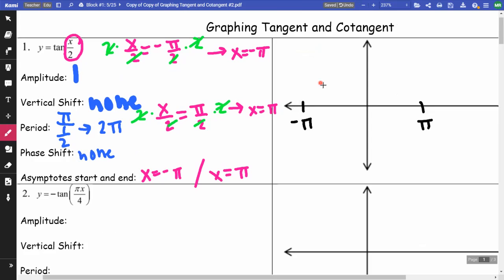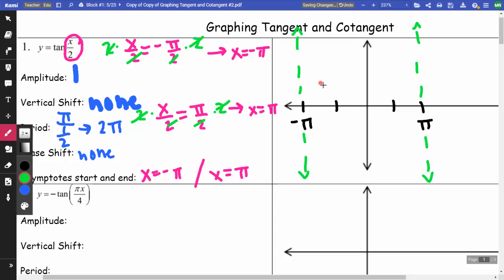I always graph 5 things. My asymptote and asymptote are going to be the start and the back, and then in the middle, I'm going to have a -1, 0, and a 1. So let me put my marks in here. Okay, I have my asymptotes at negative pi, and I have another one at pi.